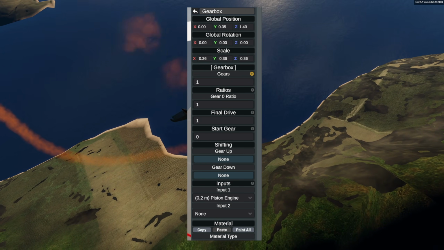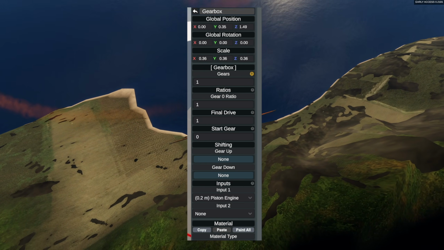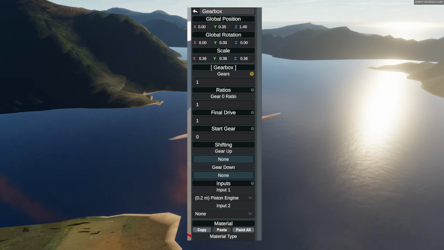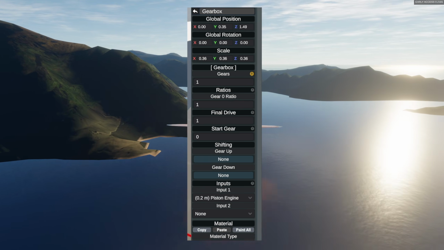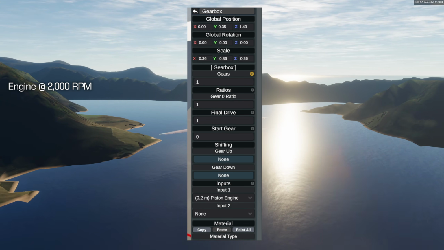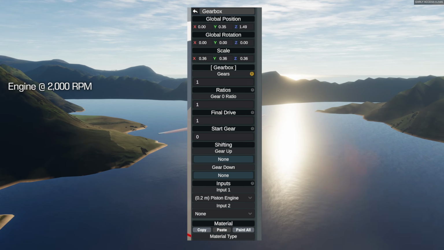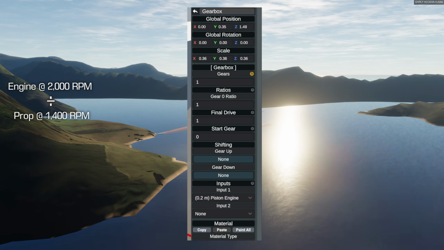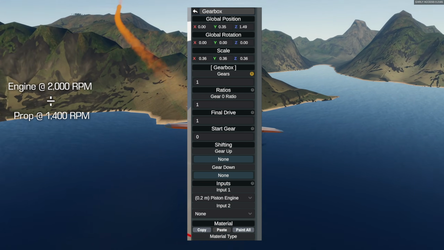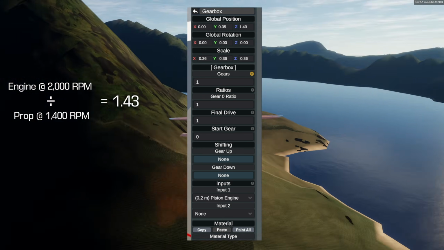The gear ratio is simply the input rotational speed divided by the output rotational speed. Here's an example for calculating gear ratio. Let's say you have an engine whose ideal speed is 2000 RPM and a propeller whose ideal speed is 1400 RPM. Divide 2000 by 1400 and you get a gear ratio of roughly 1.43.